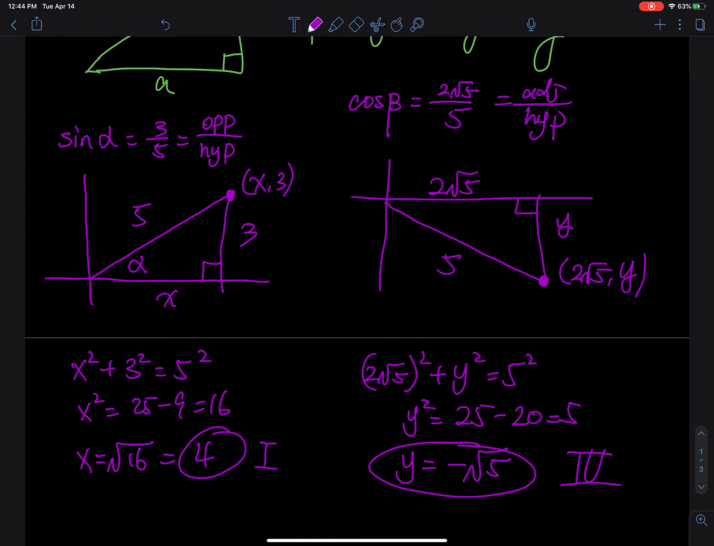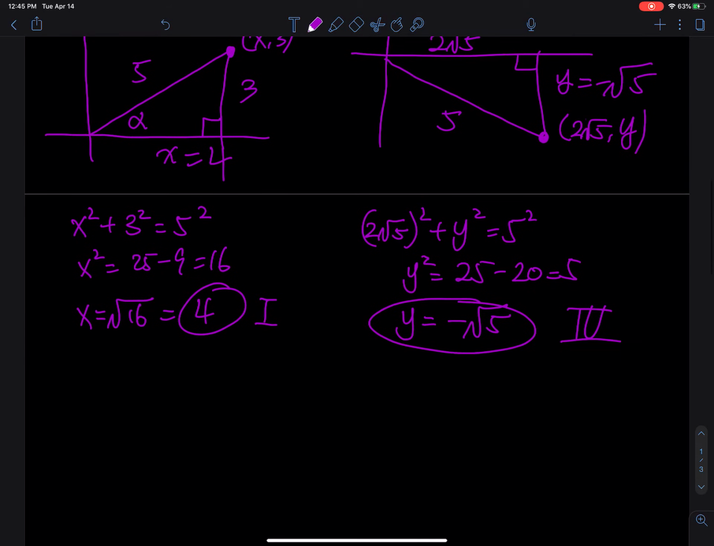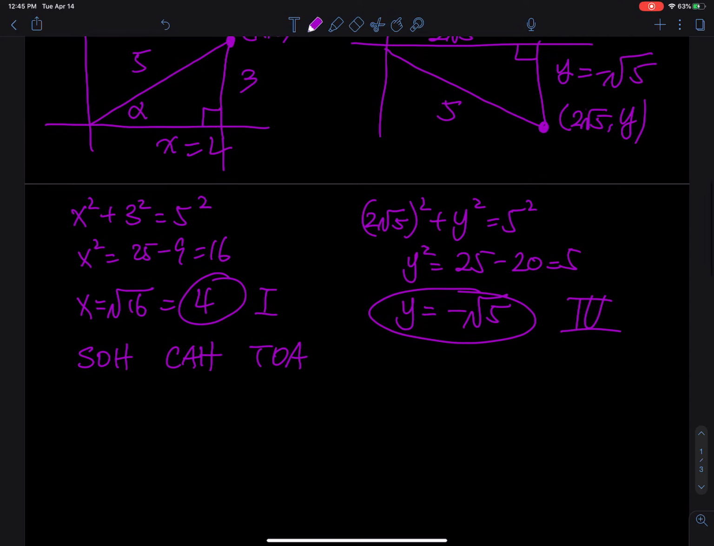So now we have all the x and y. So this is equal to 4. This is equal to negative root 5. So now I can write the sine, cosine, tangent using this right triangle, using SOH CAH TOA. So you have the right triangle, right? Now I am going to recall SOH CAH TOA. Using this right triangle, I am going to write the sine, cosine, and tangent.